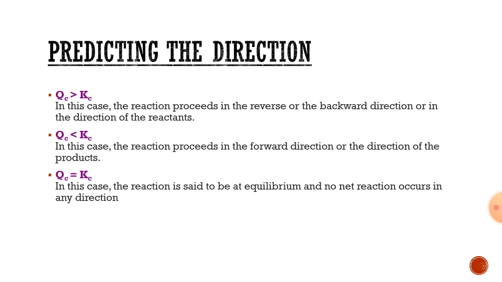Predicting the direction: how can we predict the direction of a reaction, how do we know that it's moving forward or backward? We know by looking at the concentrations, the reaction quotient and the equilibrium constant. If the equilibrium constant is greater than the reaction quotient, then it moves forward, or if not, it moves backward, in the direction of reactants. But if the reaction quotient is greater than the equilibrium constant, then it moves in the forward direction, in the direction of products.